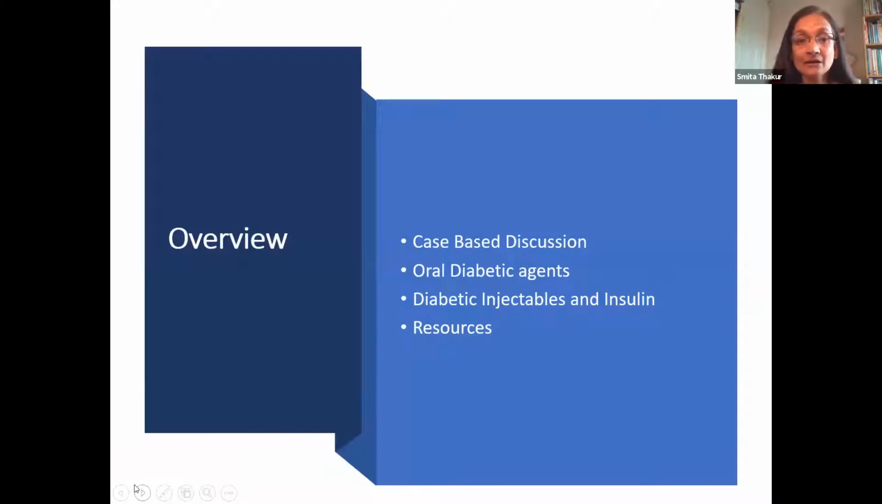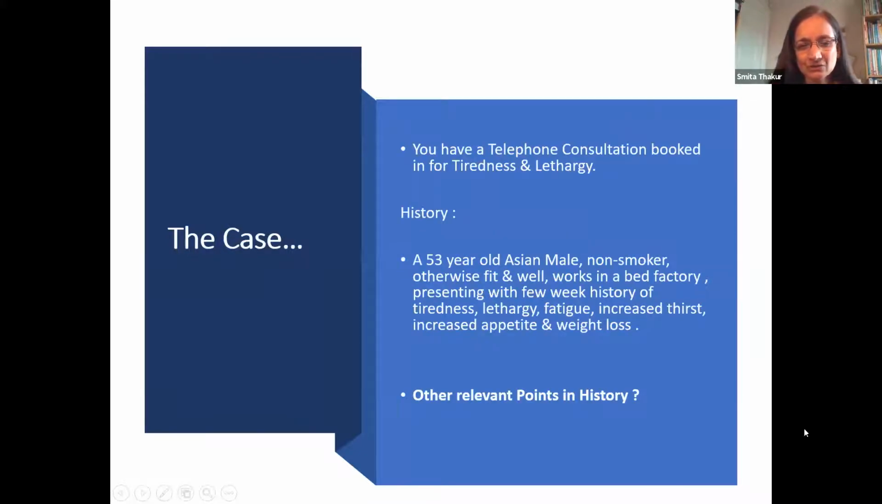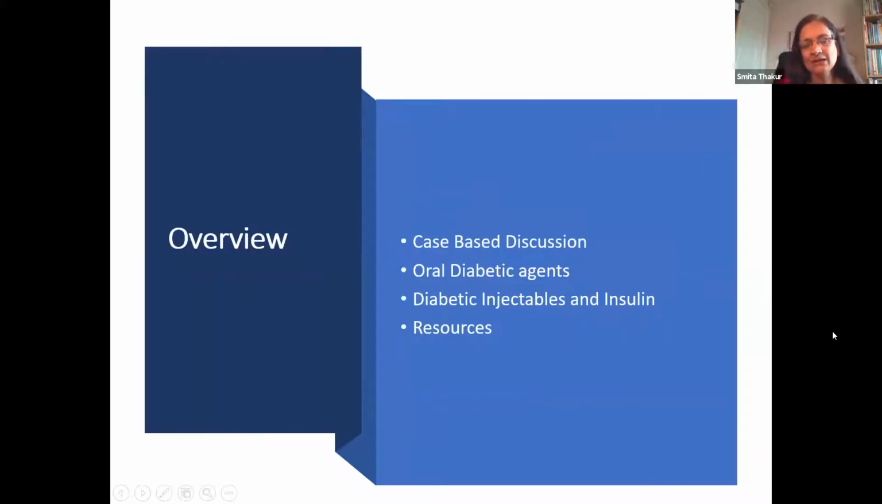So I will be discussing this case, oral diabetic agents, diabetic injectables, and very briefly insulin, because as FY2s in secondary care too, you are not expected to be dealing with insulin. There will be specialist diabetic nurses who will deal with it. And in primary care, if you get a task from the district nurses, then you will have enough supervision and support to deal with it. So you're not expected to know a great deal about insulin, but I will touch on it very briefly at the end.